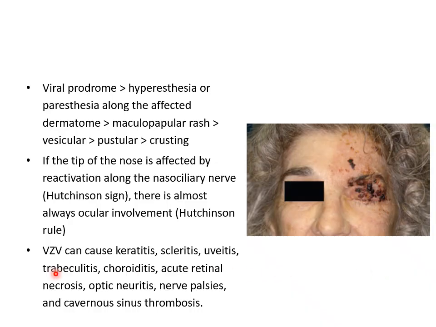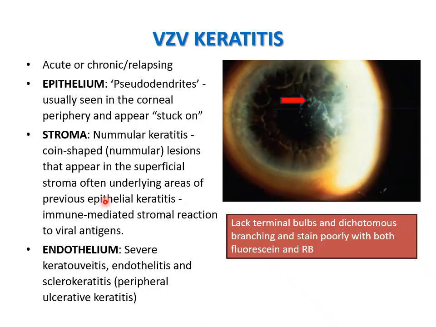Okay. Remember, VZV can also cause all these manifestations because it can affect any structure in the eye, right? Now, we will only be talking about VZV associated keratitis here. So it can be acute or chronic. Now, just as with herpes simplex, it can be involving the epithelium, stroma, and endothelium. It is very similar, but there are these differences which you must remember.